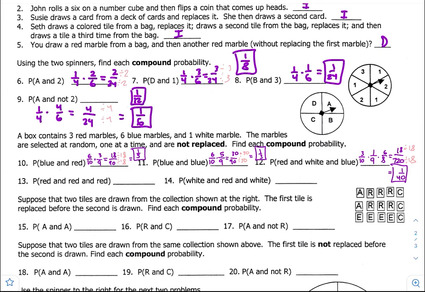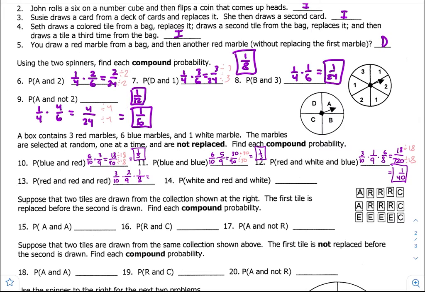13, probability of getting a red, red, and red. So the probability of getting a first red, you guys, is still 3 out of 10. Now, the probability of getting a second red, you already took one red out, so there's 2 left, and there's 9 left in the bag. And the probability of getting a third red one, you guys, you already took 2 away, so there's just going to be one more red one in the bag out of 8.